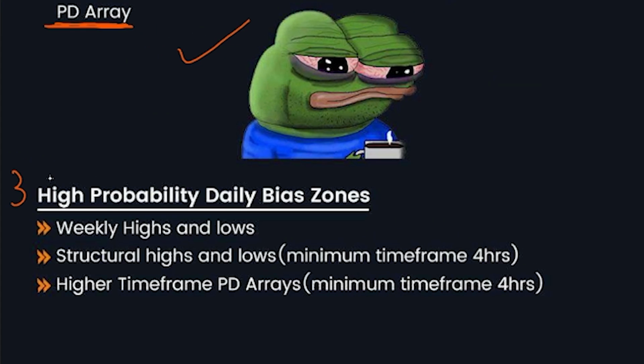So there are basically 3 types of high probability daily bias zone. Firstly, we have the weekly highs and weekly lows. Secondly, we have the structural highs and structural lows. Thirdly, we have the higher time frame PD arrays. We will look at an example for all of these. So let's first come on to the weekly highs and weekly lows.